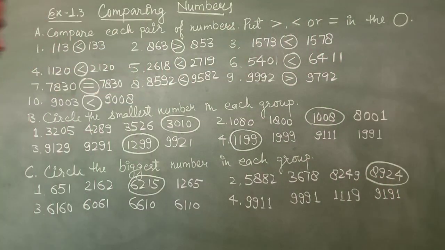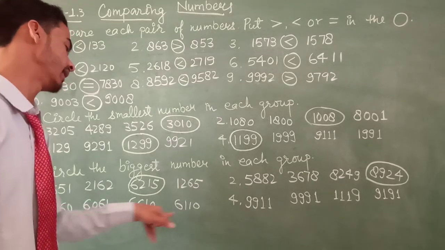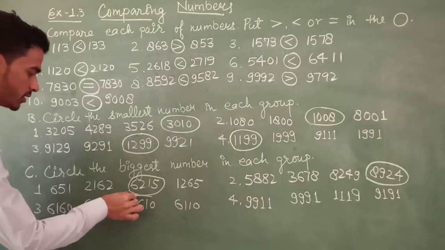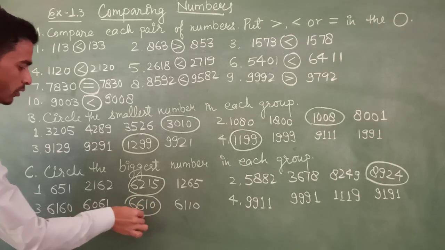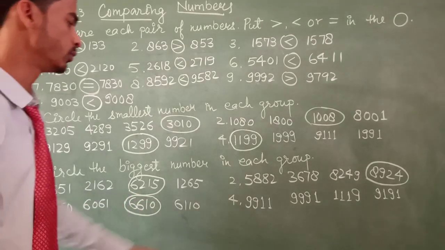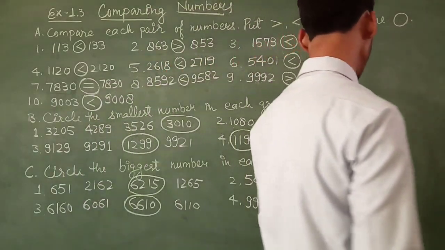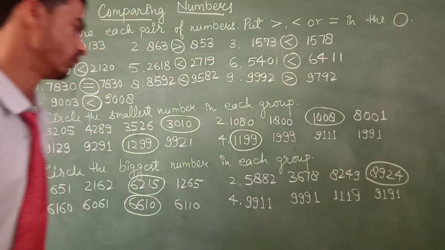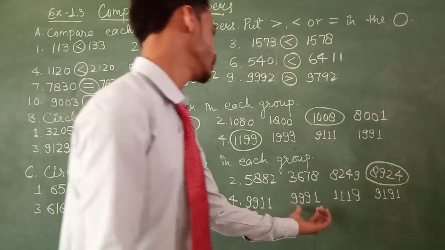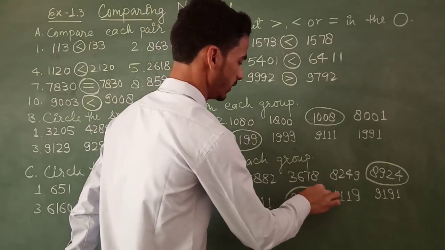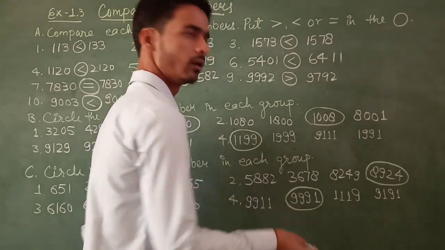Now come on to the next question: 6160, 6061, 6610, 6110. In these numbers, you can say that 6610 is greater because its place value is greatest. And the next numbers are 9911, 9991, 1190 and 9190. In these numbers, 9991 is greater because its place value is greatest.